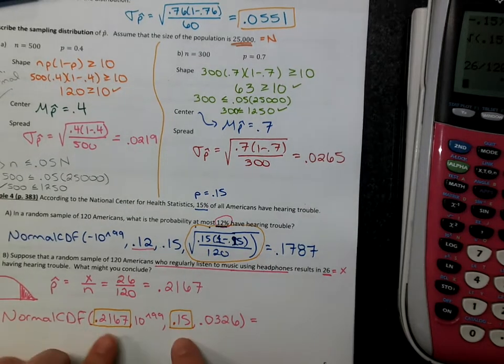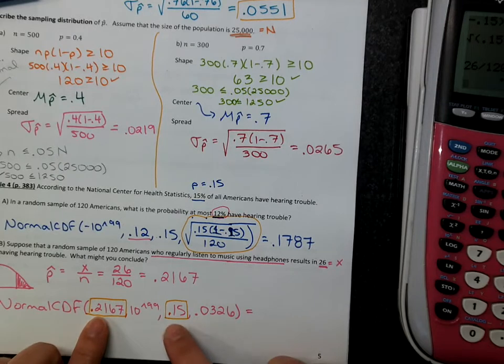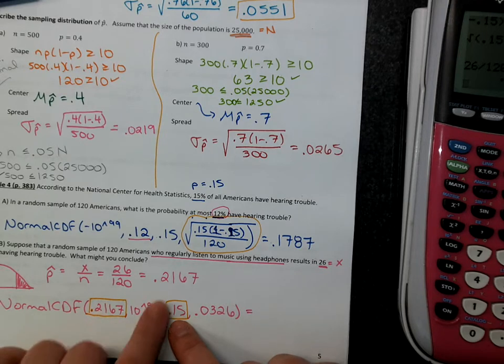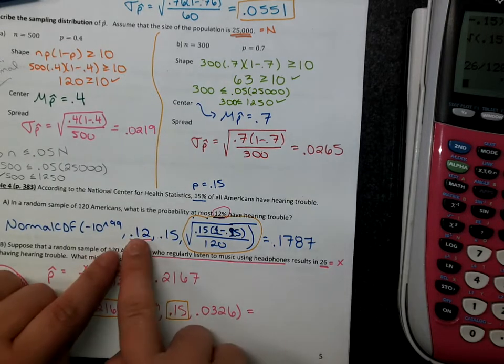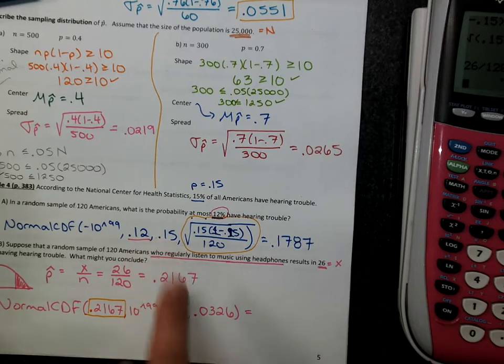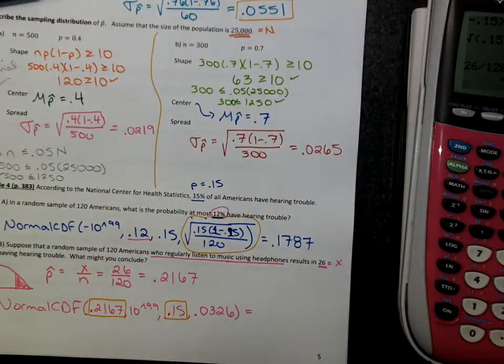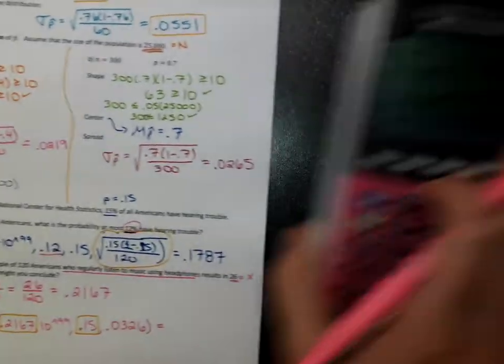So again, you want to make sure that the number you're entering here matches the type of number here. Because this is a decimal, this one has to be a decimal. Infinities don't count, but the other number has to be a decimal because that's what you're comparing to. Alright, so let's run that normal CDF.